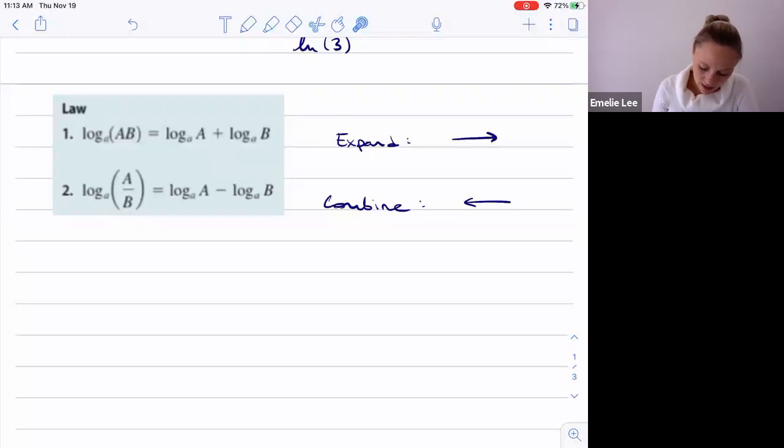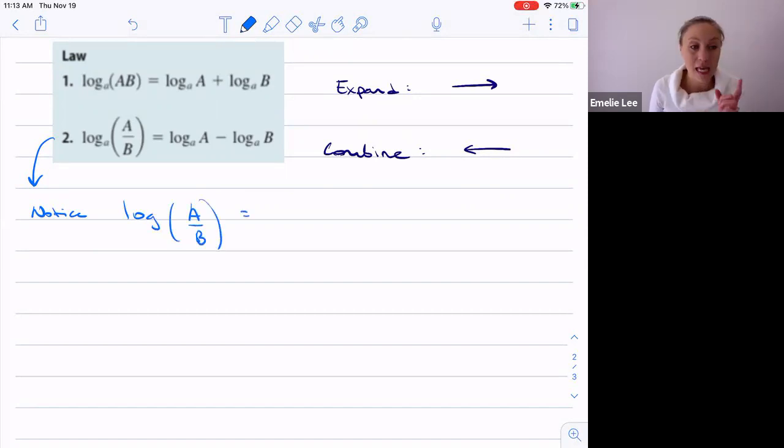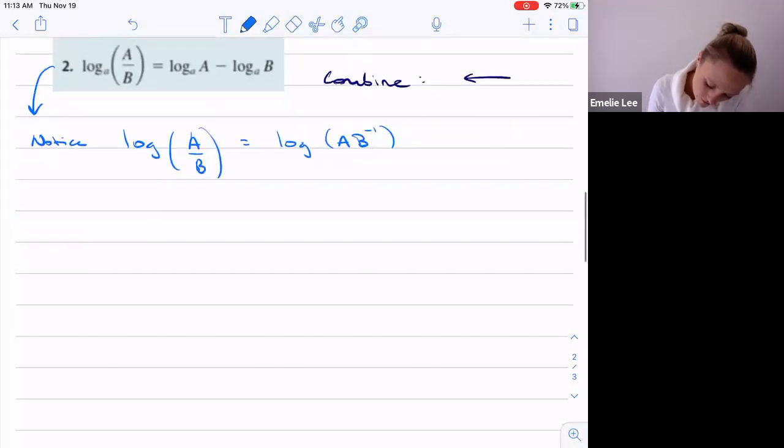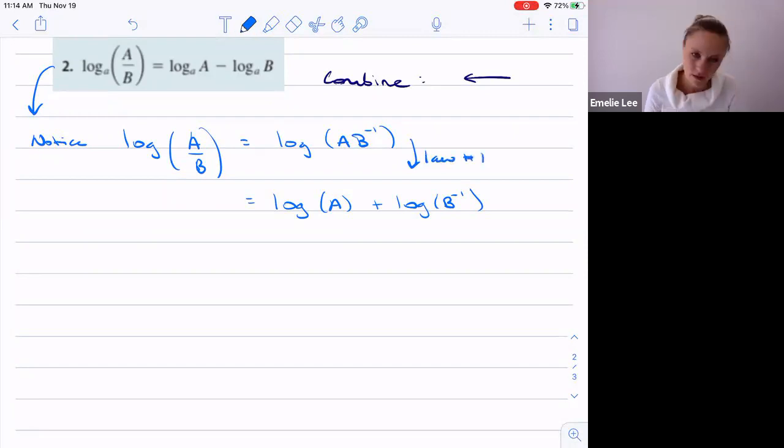One thing I want you to notice is that, okay, A over B, we know from exponent laws, so notice that the log of A over B is the same as the log of A times B to the negative 1, right? B in the denominator is really B to the 1, and then to bump it down into the fraction, well, that's B to the negative 1, okay? So now I'm multiplying A and B to the negative 1. So what I can do is this becomes the log of A plus the log of B to the negative 1 by law number 1. Okay.